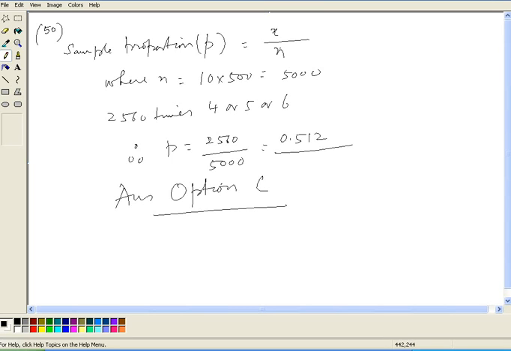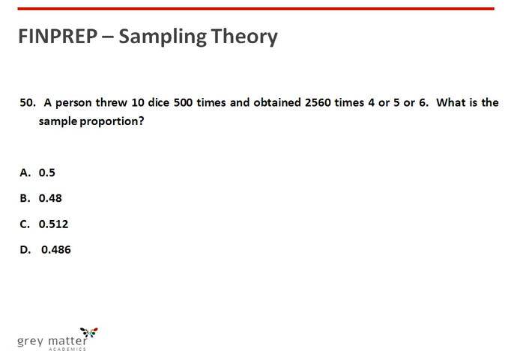So the sample proportion, which is nothing but the probability, is x by n, that is given by 2560 divided by 5000, which is 0.512. So the answer is option C. Going to our PowerPoint presentation, the sample proportion works out to be 0.512, that is the C option. So it is 0.512 is the C option.